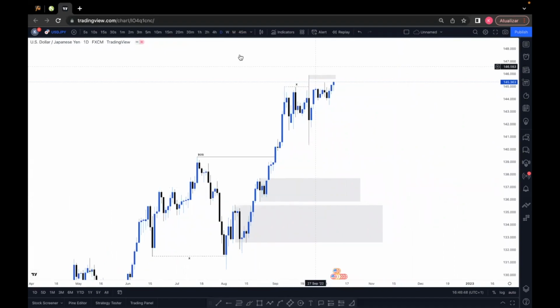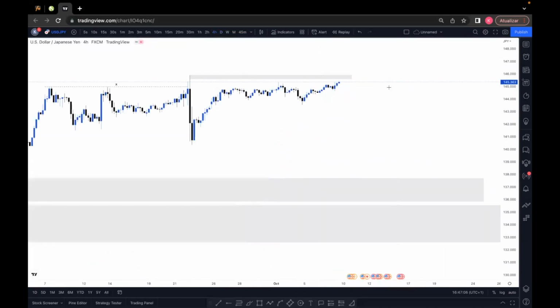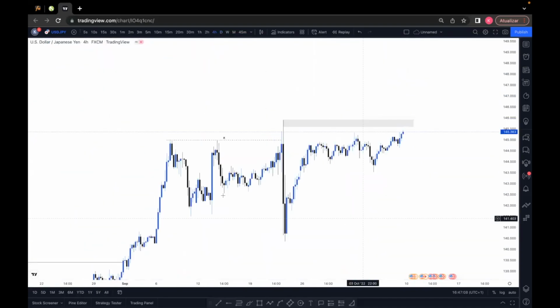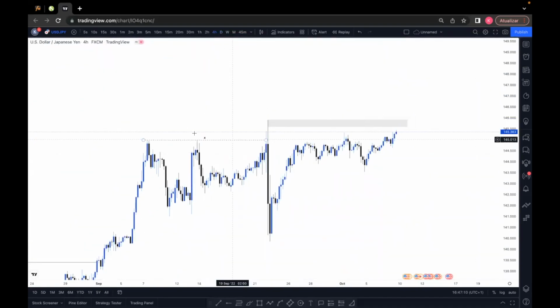Now, what happened is that we have huge imbalances sitting below. So this is just another confluence as to why we need to see price coming down below, so then we can probably see a continuation to the upside. Now, if we come down to the 4-hour time frame, we can clearly see something interesting that happened right here. We had these relatively equal highs right here. This was just a liquidity build up. We saw price taking out all that liquidity right there.